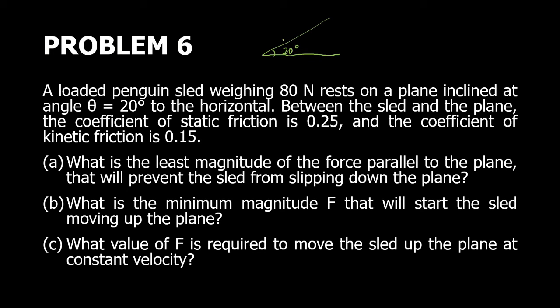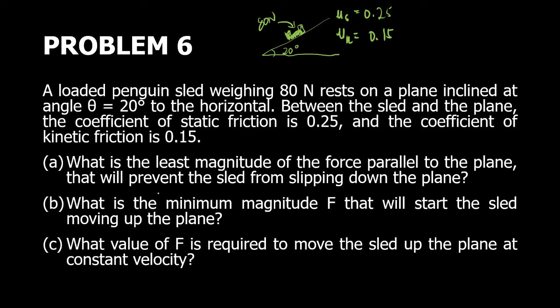Then, there is a sled. Let's say this is what the sled looks like. And that is 18 Newton. And between the sled and the plane, we have a coefficient of static friction of 0.25 and a kinetic friction of 0.15. So if we are to solve for letter A, let's make a list.